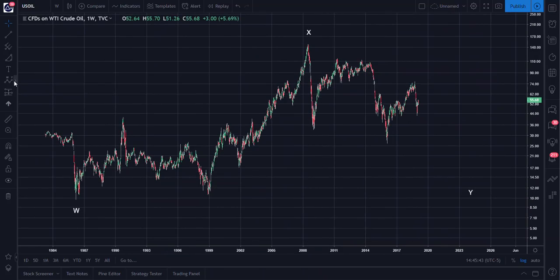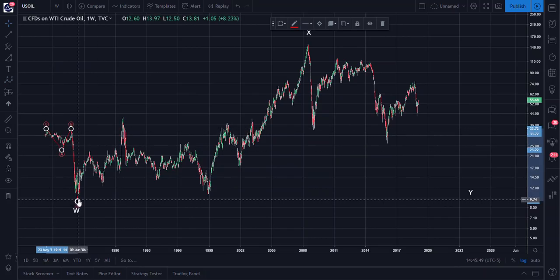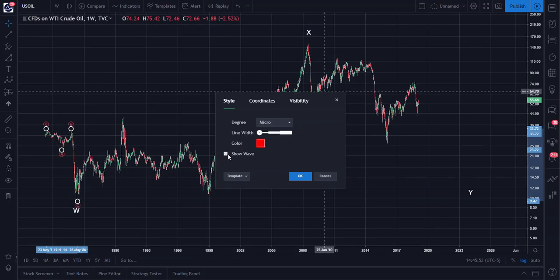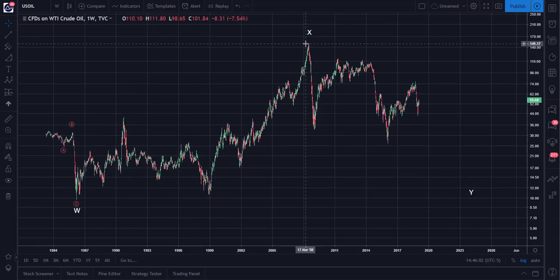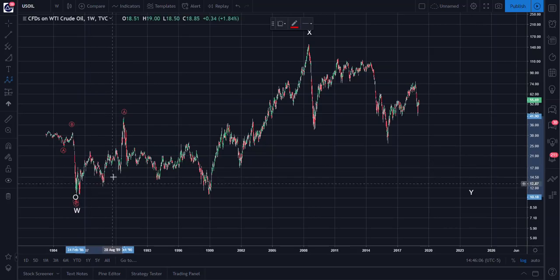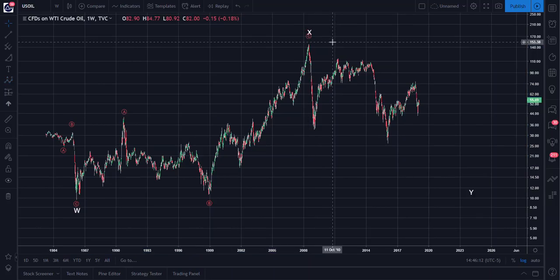So if we now mark the subwaves of this double combination, and call that the ABC 3-wave swing subwave composition of W, we can do the same thing for X very easily. You can visually see how this is a 1, 2, 3, 1, 2, 3. So A, B, 1, 2, 3, 4, 5, C.